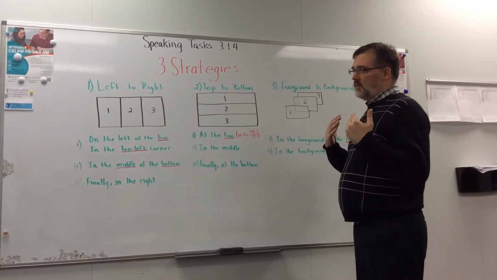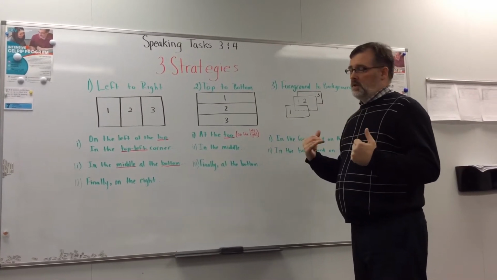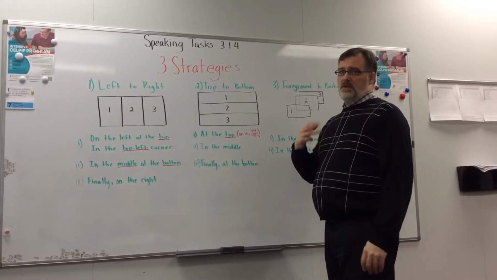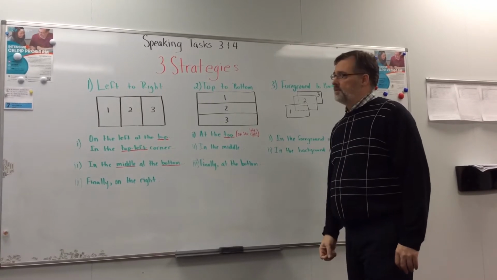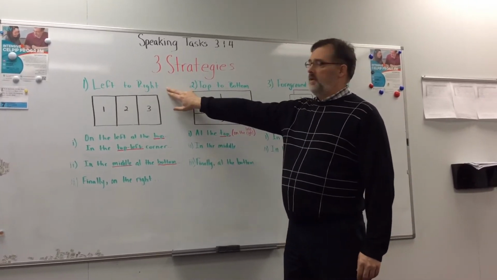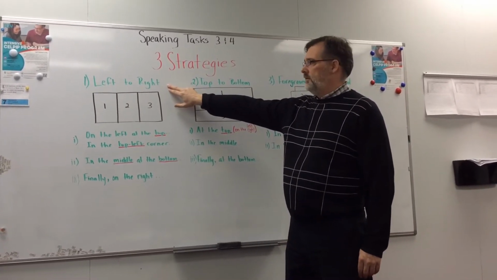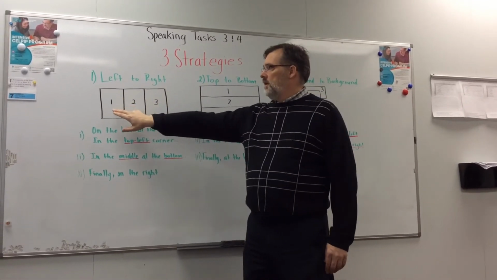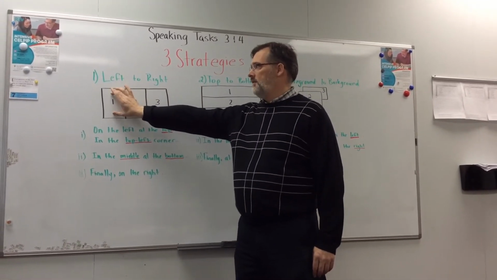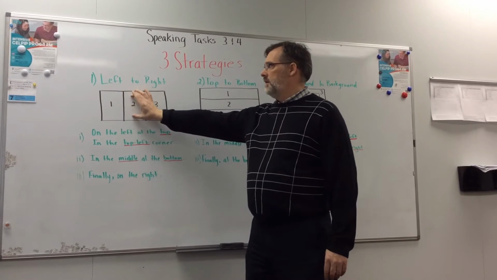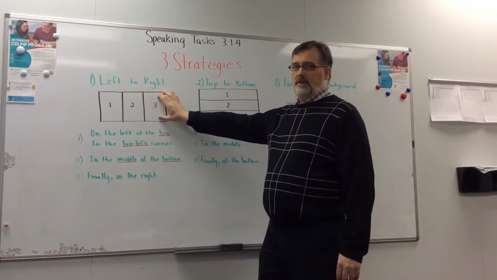In English, when we describe a picture, we tend to do it in 3 different ways. First is we go from left to right. So you would start obviously on the left of your picture, move to the middle, and then to the right.